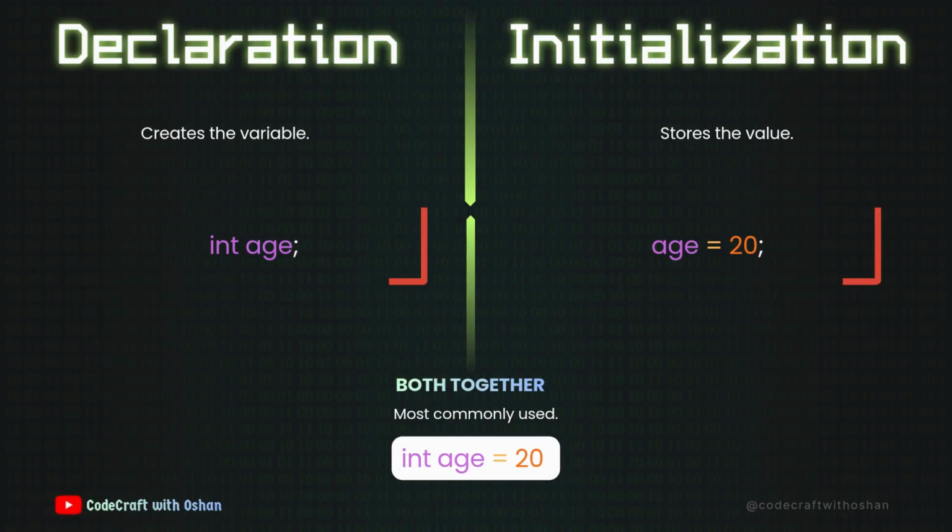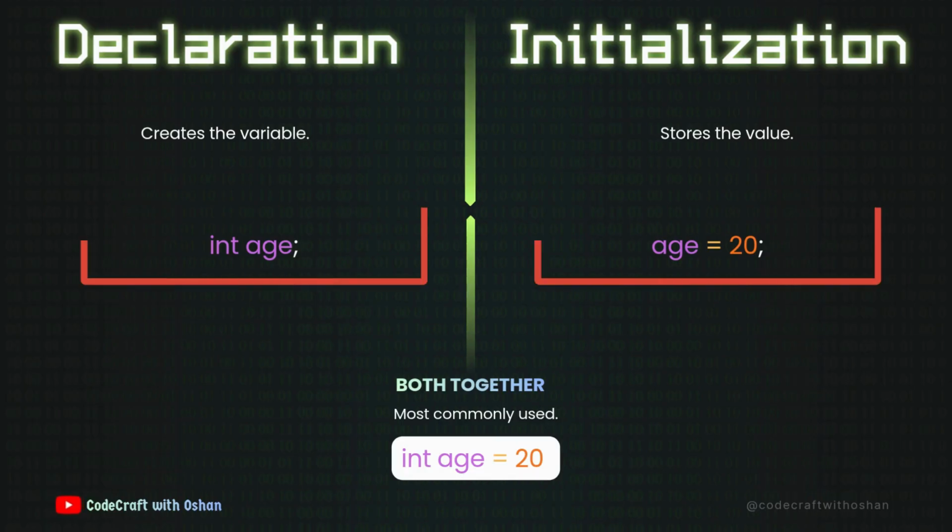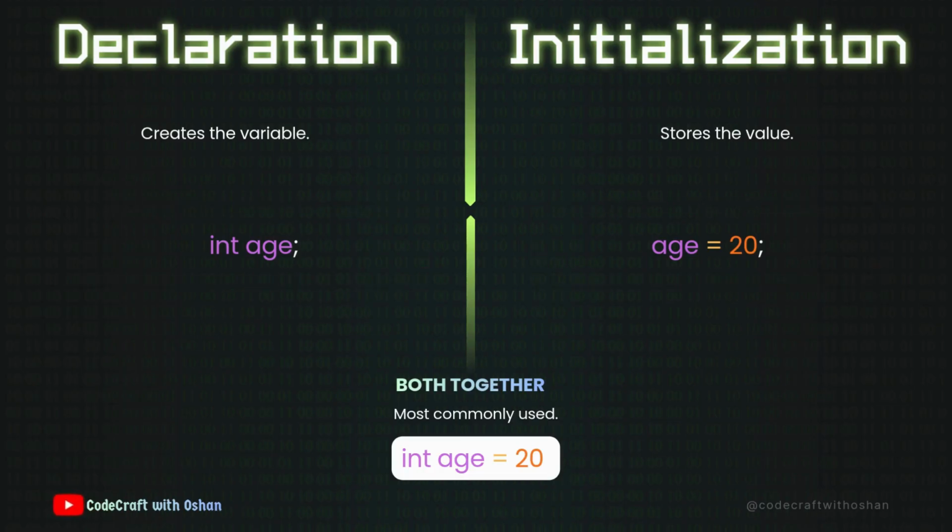Now let's understand two simple words, declaration and initialization. Declaration means we just create the variable without giving it a value yet. Initialization means we give that variable a value, but most of the time we do both at once in one line, and that's the way we will use most often.